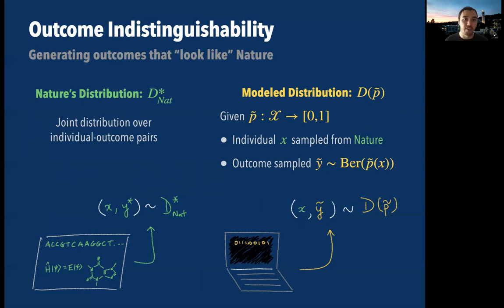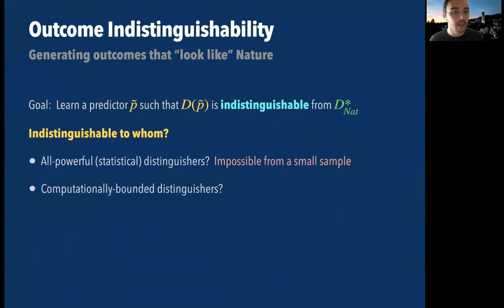So we have two distributions: nature, which I'll denote D nat star, and our model of nature, which is D p tilde, parameterized by a given predictor. With this notation in place, we can restate our goal, which is to learn a predictor, p tilde, whose model distribution, D p tilde, is indistinguishable from nature's distribution. And the question we have to ask ourselves then is: indistinguishable to whom?